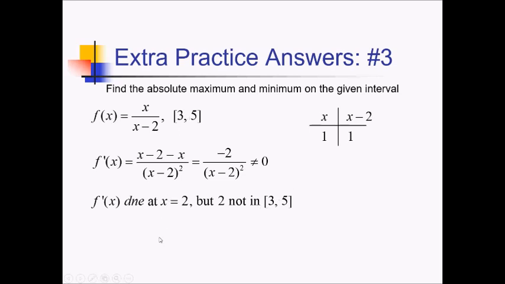All right, well, testing out f of 3, that's going to be 3 over 3 minus 2, 3 over 1, which is just going to be 3. And then testing out 5, that's 5 over 5 minus 2, so 5/3. Between the two of these, it looks like 5/3 is smaller, so that's going to be our absolute min. And that makes 3, the only other one, the absolute max.